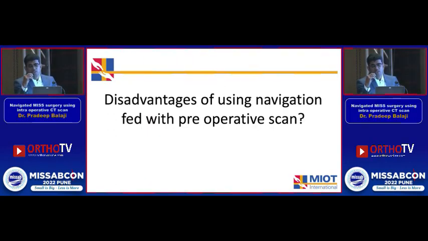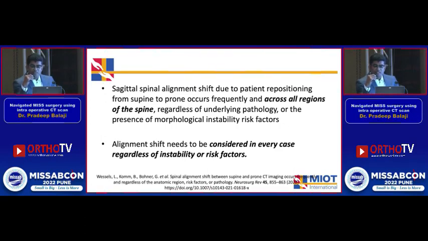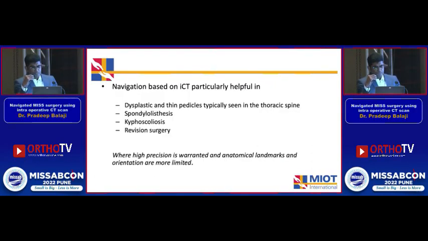And what is the problem with using a preoperative scan? Why do we need an intraoperative scan at all? Because intraoperatively we put the patient prone along with a lot of bolsters, and we significantly change the alignment of the spine, regardless of the underlying pathology. In each and every case, we should think about the shift in alignment while putting the patient prone along with bolsters. So intraoperative CT-based navigation is very helpful in dysplastic and thin pedicles, spondylolisthesis, and cases like this where high precision is warranted.